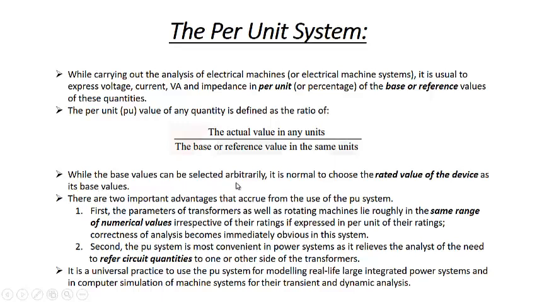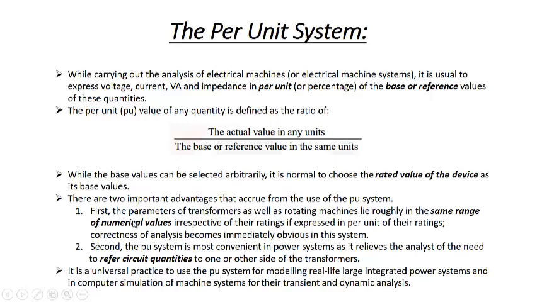While the base values can be selected arbitrarily, it is normal to choose the rated values of the devices as its base values. So for a transformer, its base values are selected as its kVA base, VA base or MVA base, and its voltage rating. There are obvious advantages of this per unit system. What are these advantages? There are mainly two important advantages that occur from the use of the per unit system.